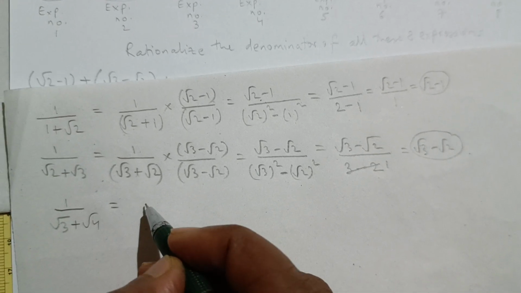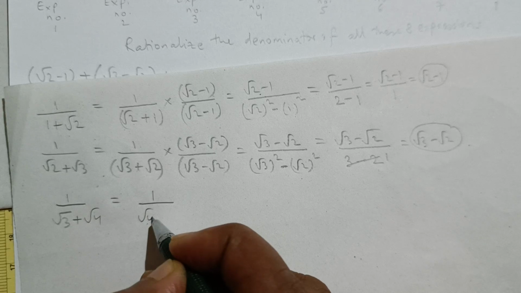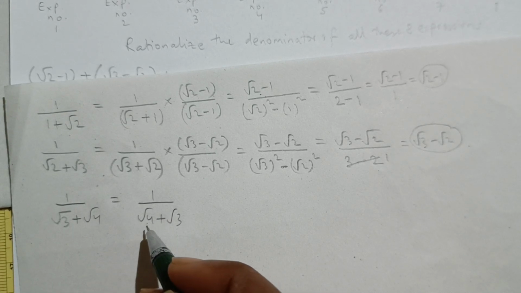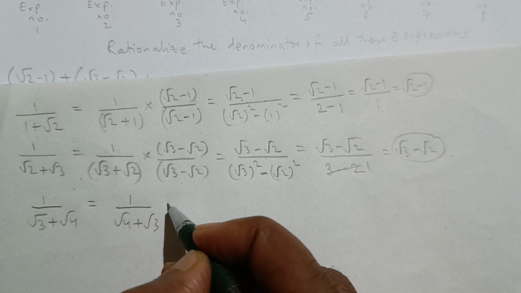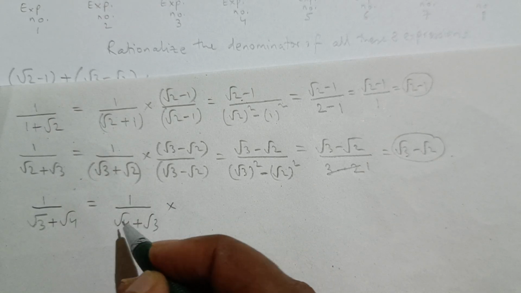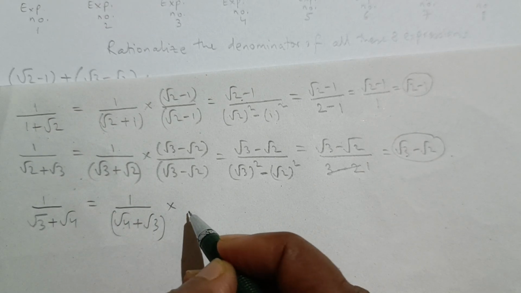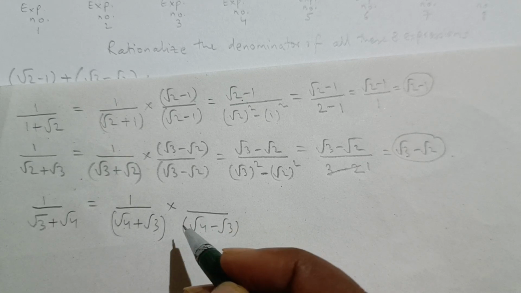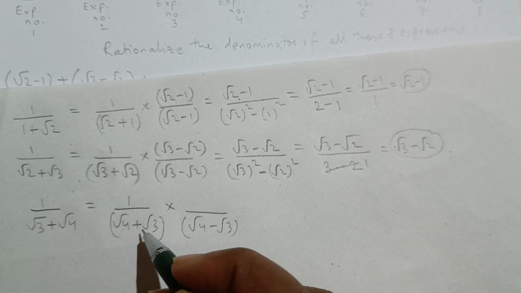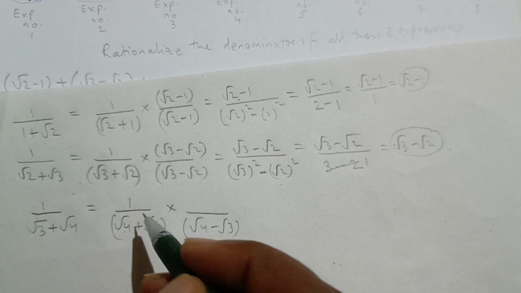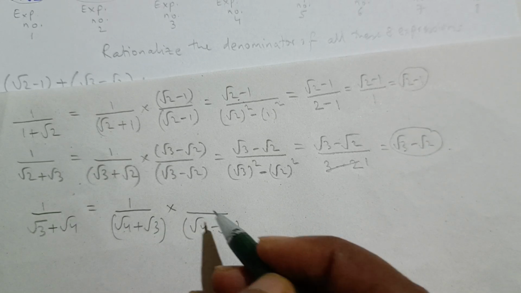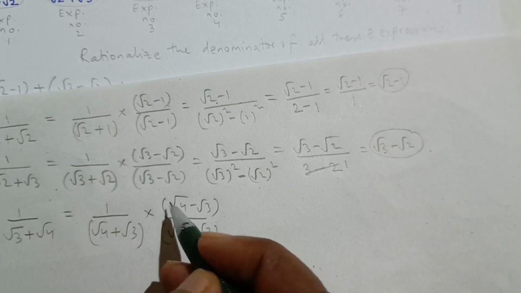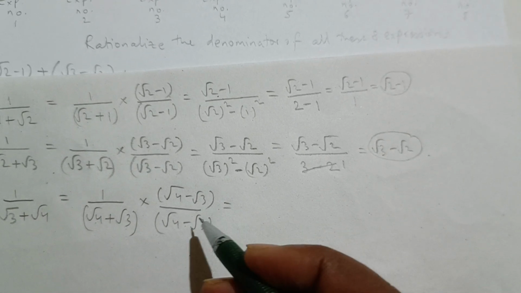Now this I can write as 1 upon square root of 4 plus square root of 3. Square root of 3 plus square root of 4 can be written as square root of 4 plus square root of 3. And now I will rationalize the denominator of this expression. So I will multiply the denominator with square root of 4 minus square root of 3. And since I am multiplying the denominator with square root of 4 minus square root of 3, I will multiply the numerator also with square root of 4 minus square root of 3. So it becomes this.